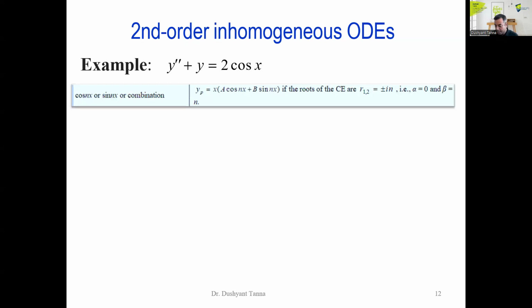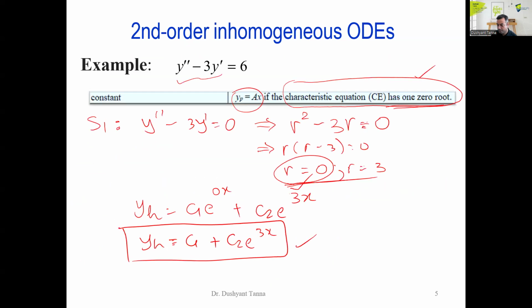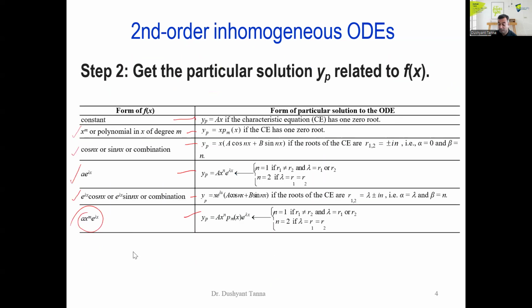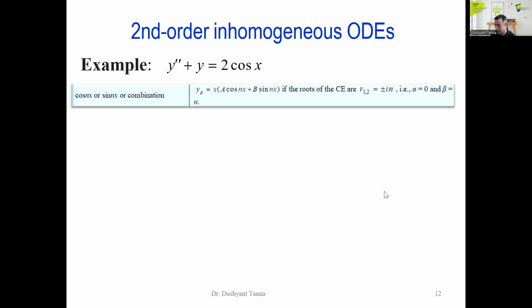Cool. So since we have covered the first two examples, if we go back here to the table, so I should have brought the table and more slides. Yeah, so we covered the constant, we covered the polynomial. Now we talk about cos or sine or a combination, right? That's our next example. Okay.